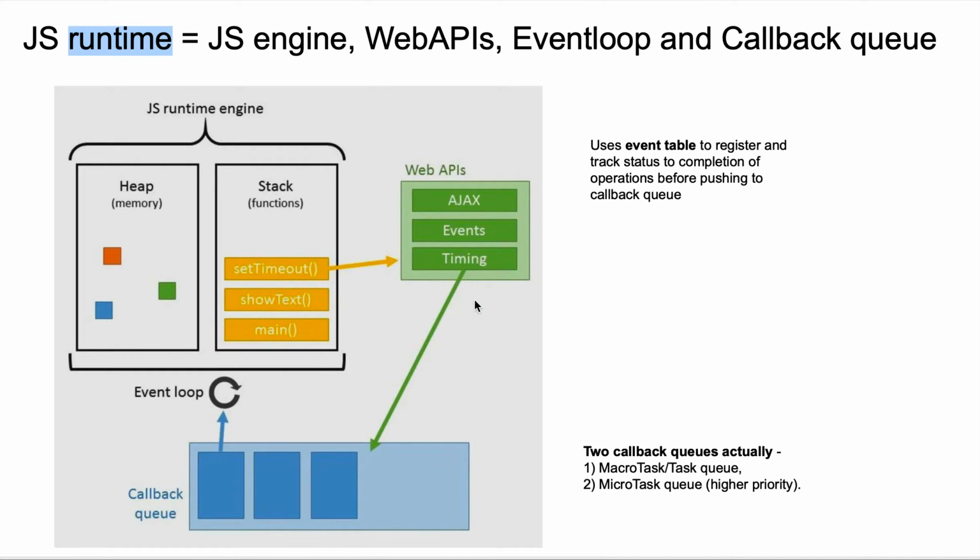Once done, they need to be tracked when they're complete, so you report to the event table, and the event table says it's complete. Then it is pushed to the callback queue so that the event loop can pick it up when it is free and push it back to the call stack to be executed. As I have already said in an earlier slide, there are macro task and micro task queues, and the micro task queue is higher. There are other queues as well. I think there is a rendering queue as well, for the rendering engine especially.